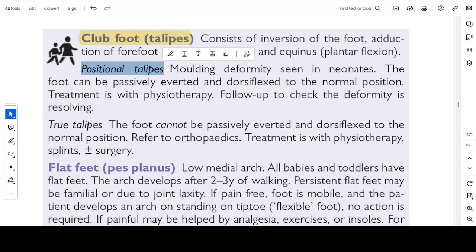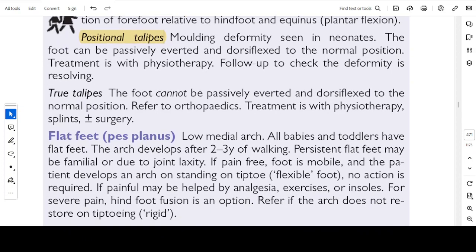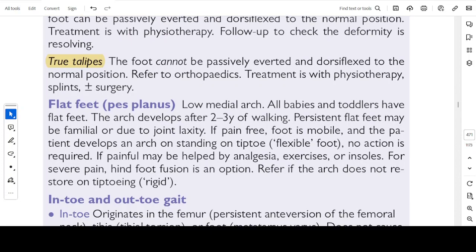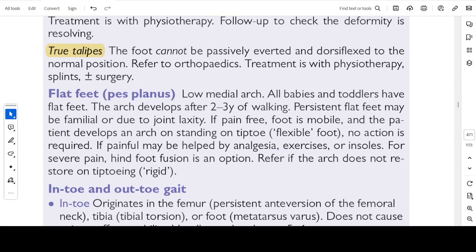Positional talipes. Molding deformity seen in neonates. The foot can be passively everted and dorsiflexed to the normal position. Treatment is with physiotherapy. Follow up to check if the deformity is resolving. True talipes: the foot cannot be passively everted and dorsiflexed to the normal position. Refer to orthopedics. Treatment is with physiotherapy, splints or surgery.